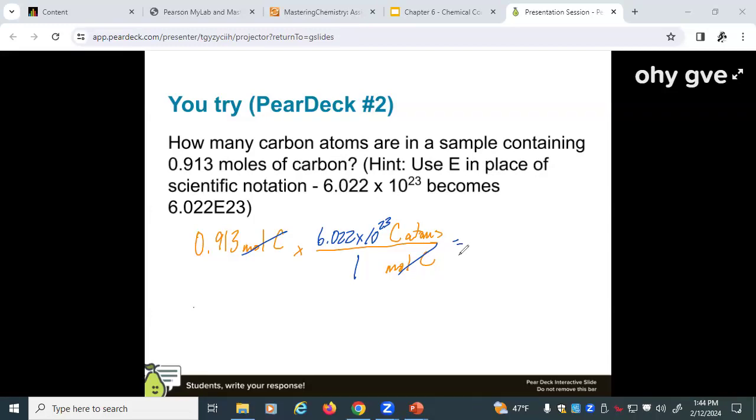0.913 times 6.022 times 10 to the 23rd is going to give me 5.50 times 10 to the 23rd carbon atoms.